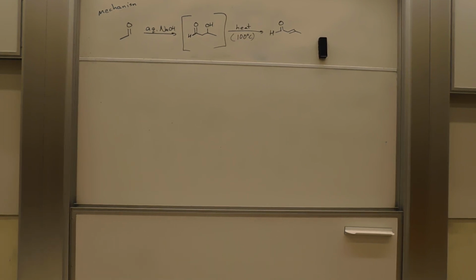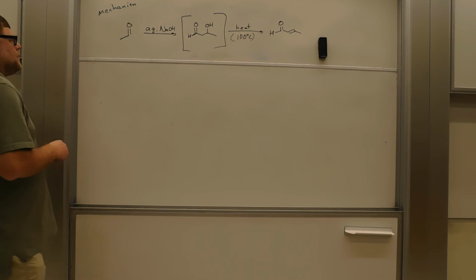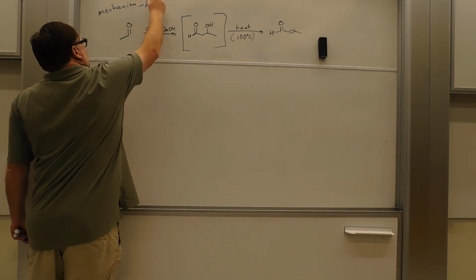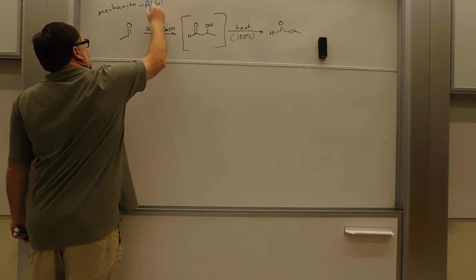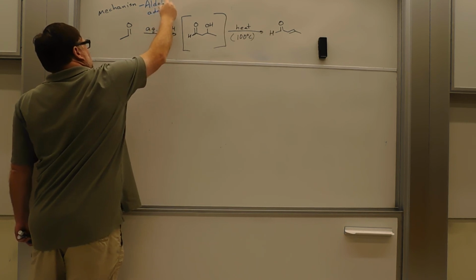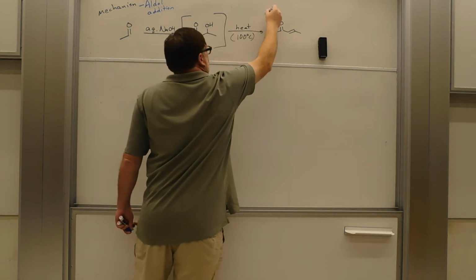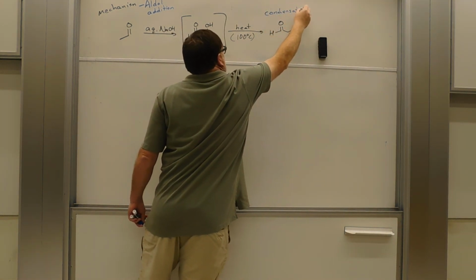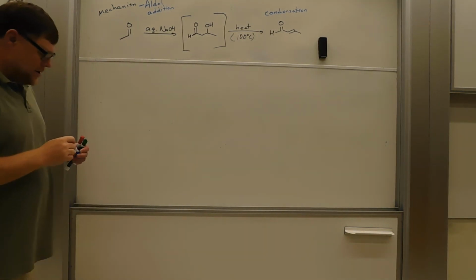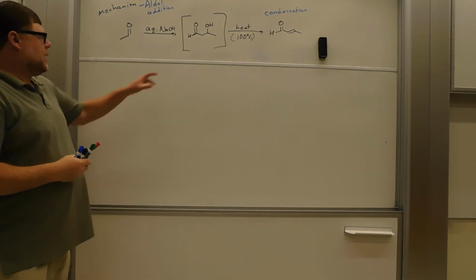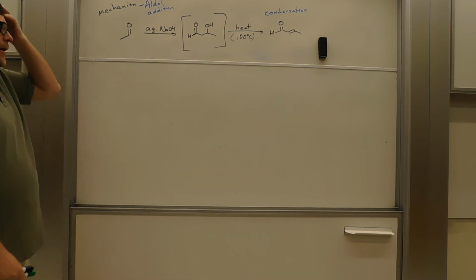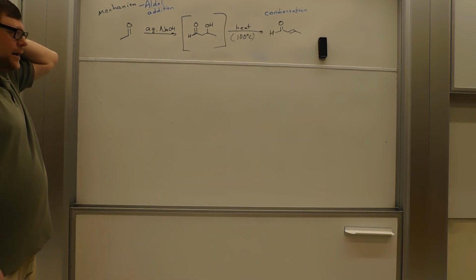Okay, so here's a mechanism for the Aldol reaction. So this is chapter 21, Aldol addition, and then over here, the condensation. Okay, so if you run this reaction and you don't heat it up, you'll get this product in brackets. If you heat it up, you'll get the alpha beta unsaturated aldehyde down at the end.